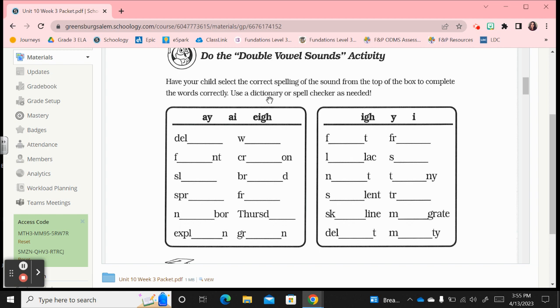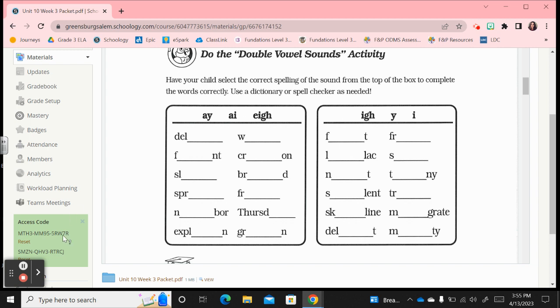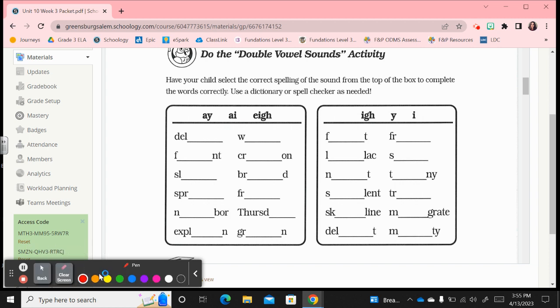It says, have your child select the correct spelling of the sound from the top of the box to complete the words correctly. Use a dictionary or a spell checker as needed. So here's what we're going to do. If you finish it with AY, play A, it'll be red. If the sound is AI, we'll do orange. And if it's EIGH, 8A, we'll do green. So I don't have to write them.